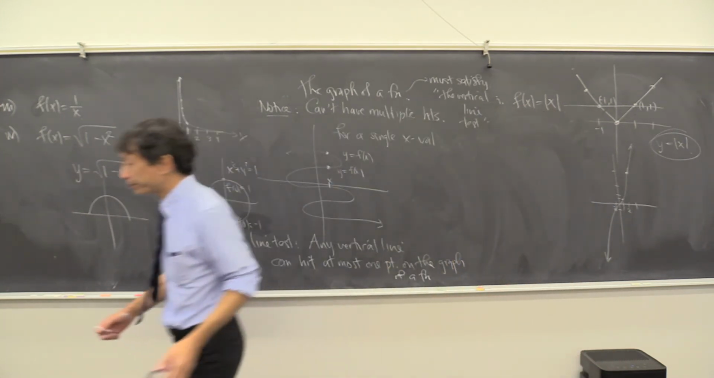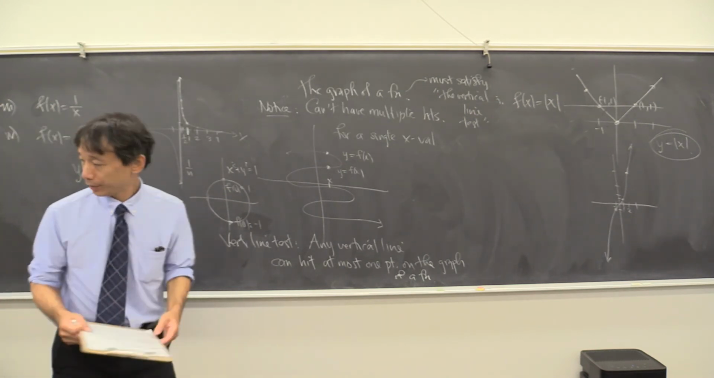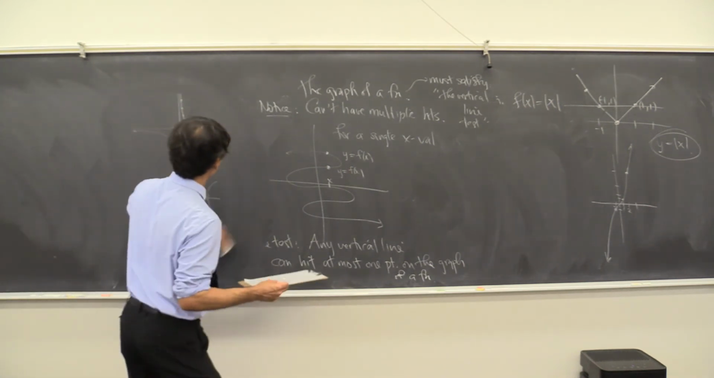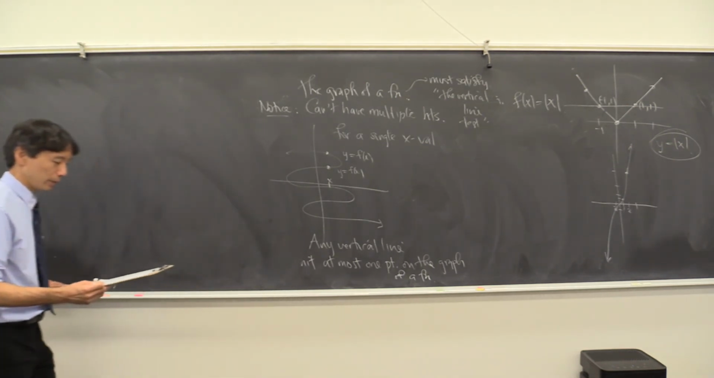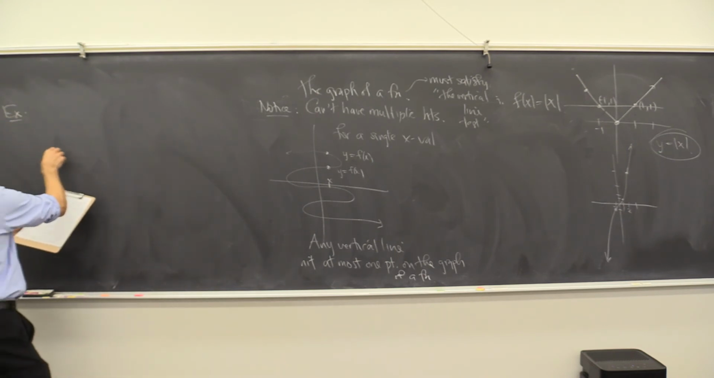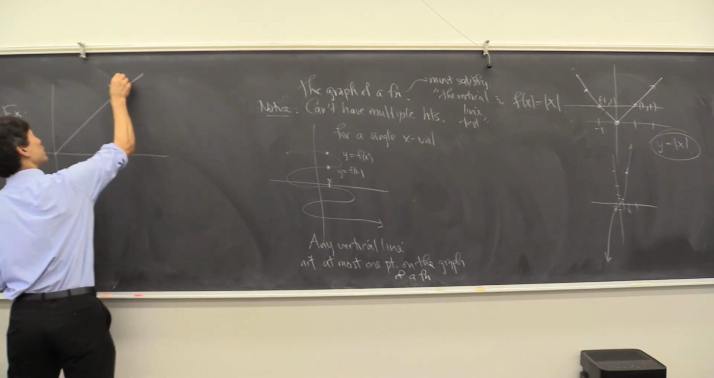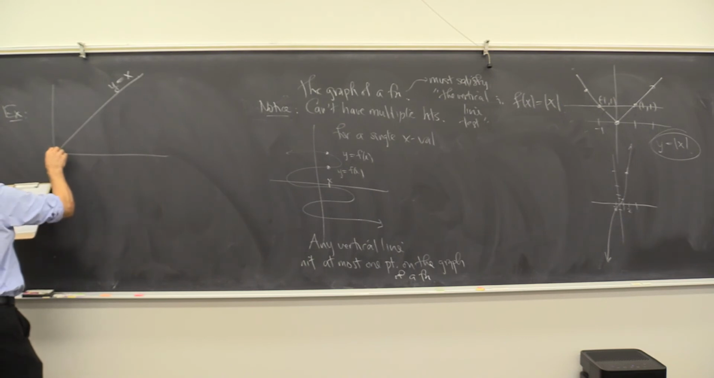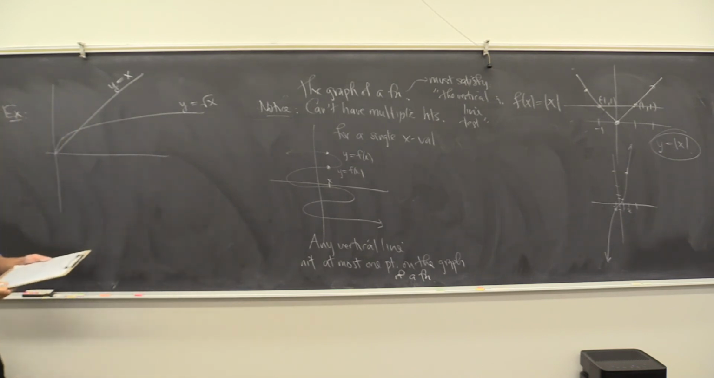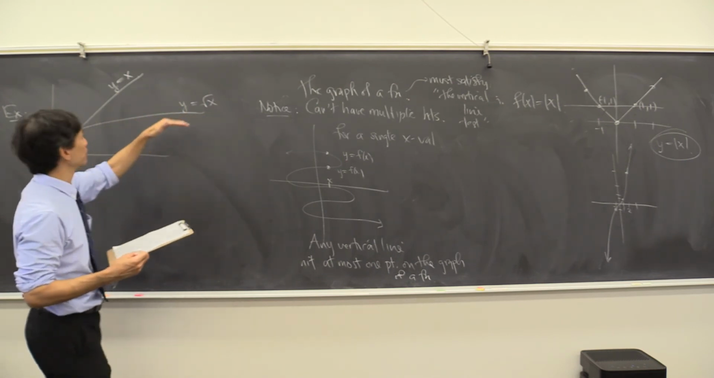Okay. Let me put up some kind of fun exercise that will make sure that you understand what's going on here. This is an exercise from the book. Here's the graph of y equals x. Here's the graph of y equals the square root of x. So you've got the graph of the identity function, and you've got the graph of the square root function.